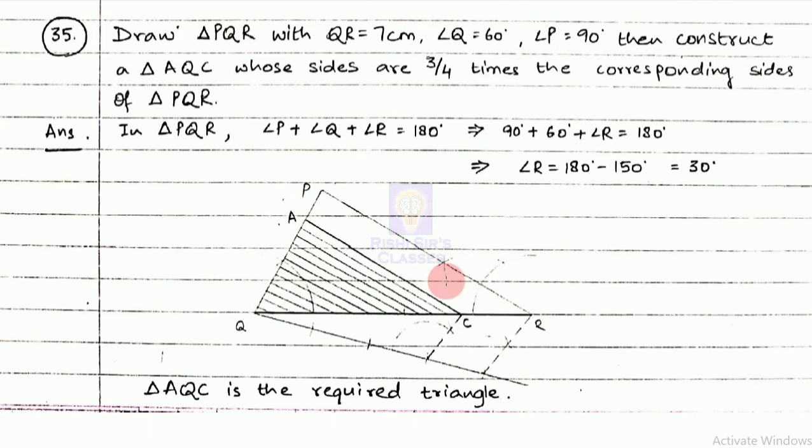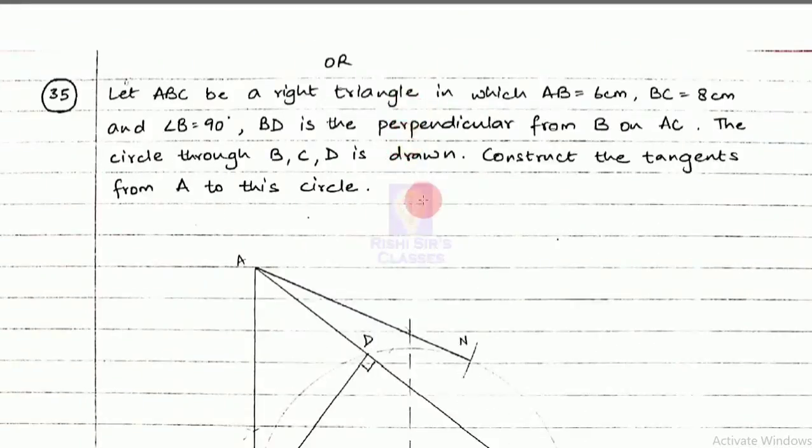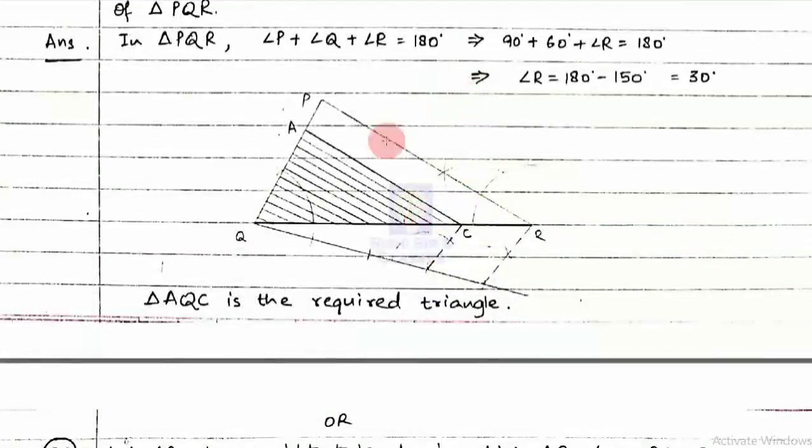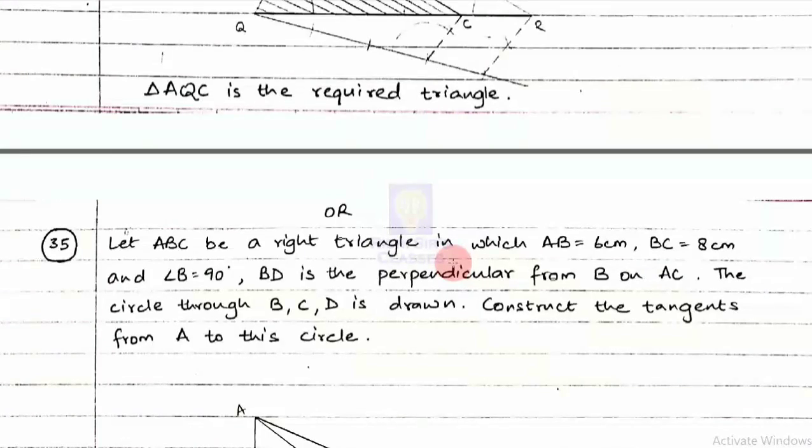But before that, we have been given the side QR. We have been given angle Q, but we have not been given angle R. Angle R we can find out by using the angle sum property of a triangle. Okay. Moving on to question number 35. Steps of this question you can write down on your own. Whenever a question comes in 3 or 4 marks, it is mandatory to write down these steps.